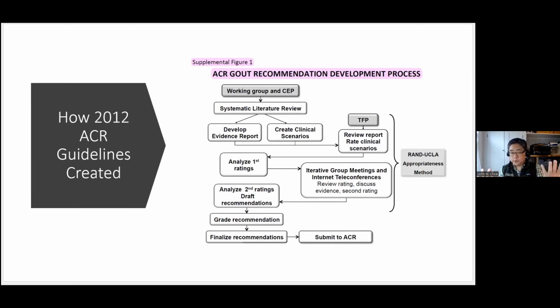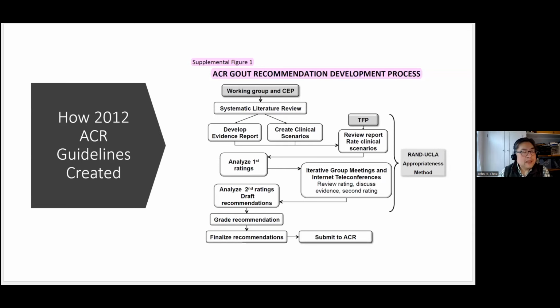The American College of Rheumatology divided the work into two groups. We have this clinical expert panel, and the expert panel will do the systematic literature review. We'll develop a report based on that and share that report with the task force group. And we'll create some scenarios. In these scenarios, we're going to ask people to vote what they would do based upon what we present for the evidence. And based on that, we will make a recommendation.